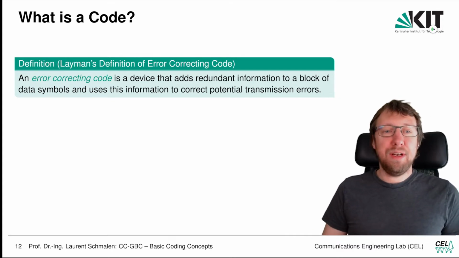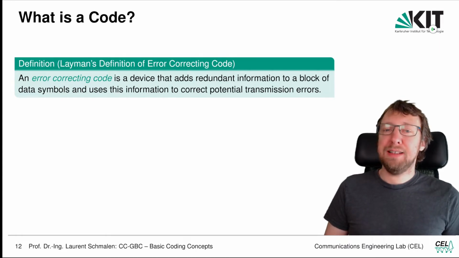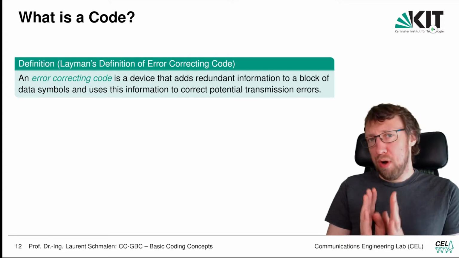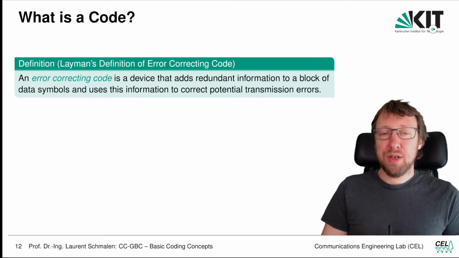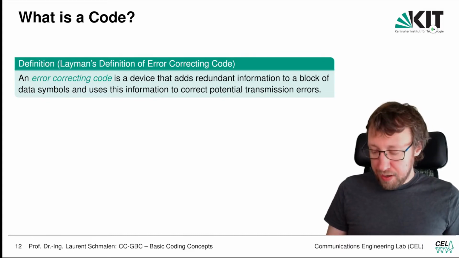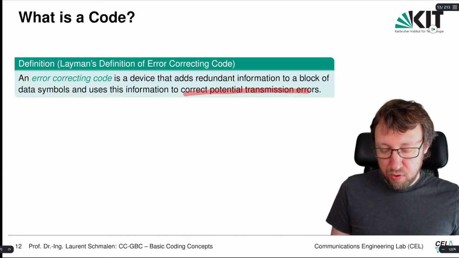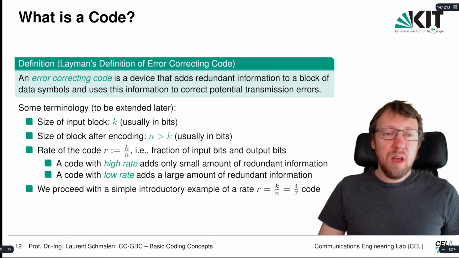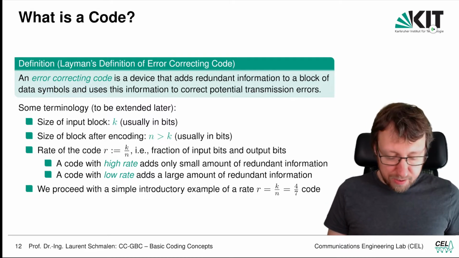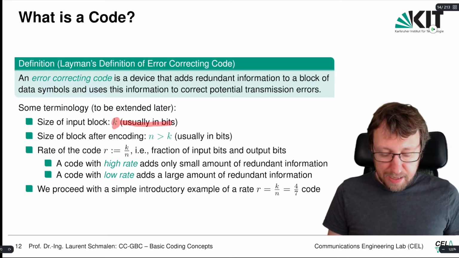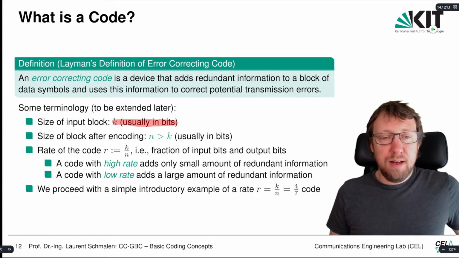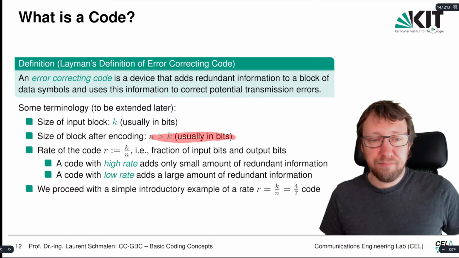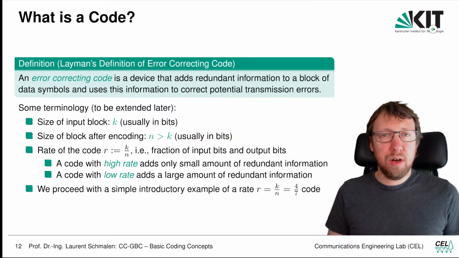The layman's definition is that an error-correcting code is a device that adds redundant information to a block of data symbols. And we use block codes purely in this lecture. We use this information to correct or detect potential transmission errors. So the terminology is that the input block contains k bits, and after encoding, we get n larger than k bits.